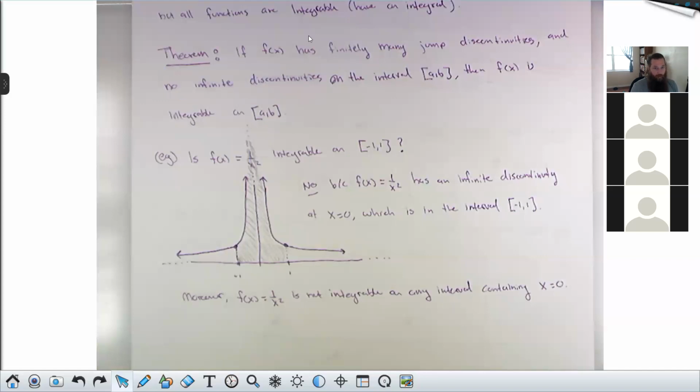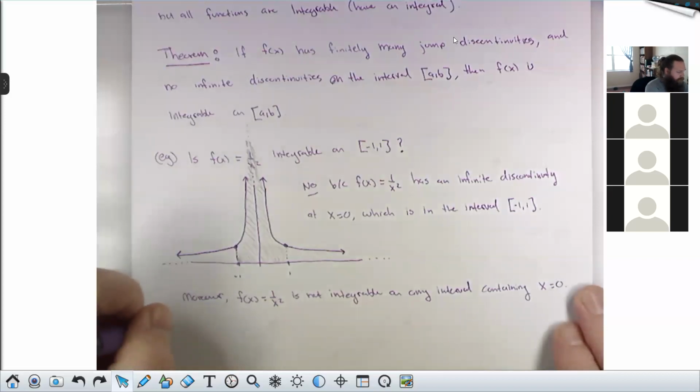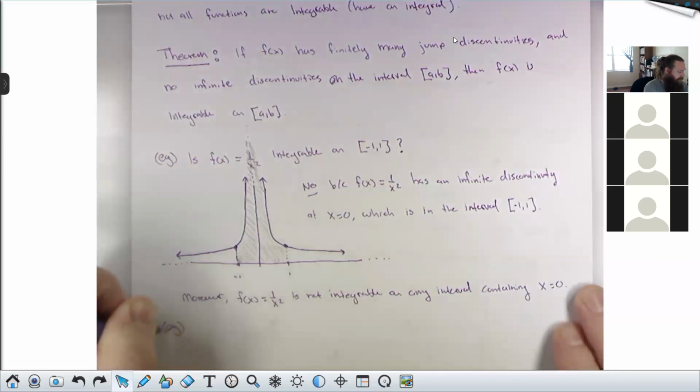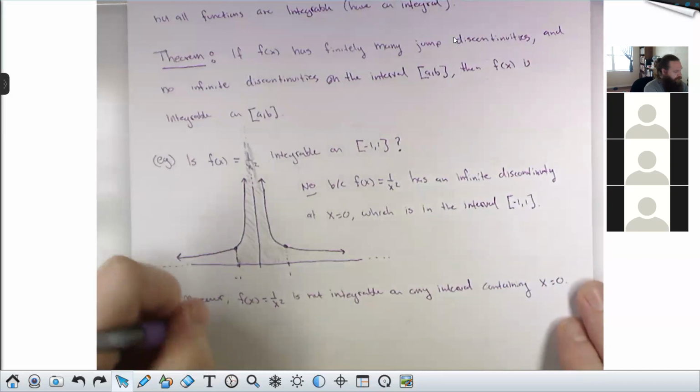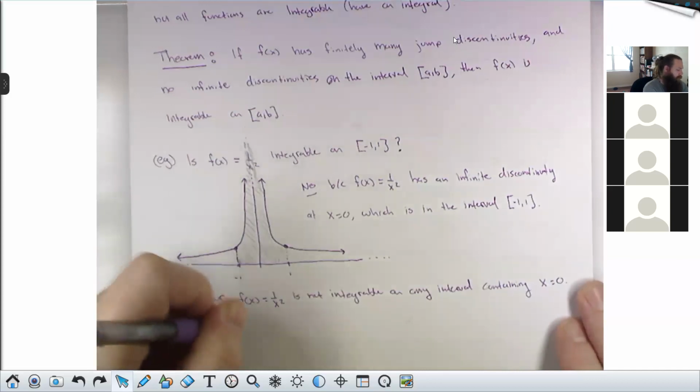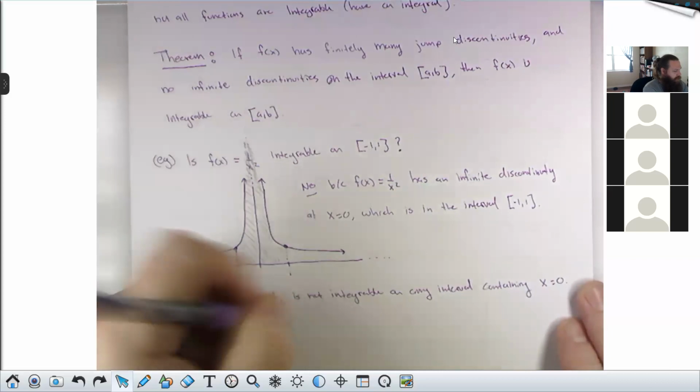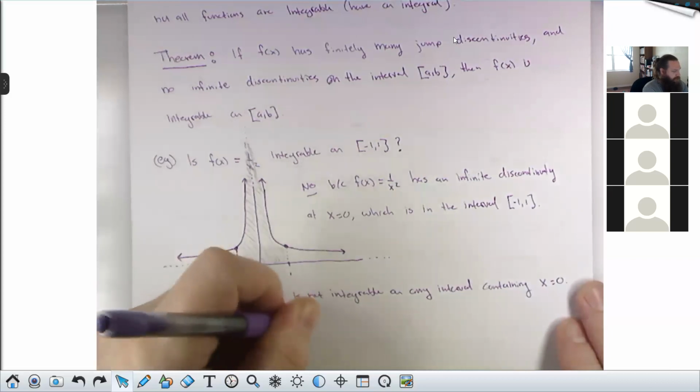The other way we can get in trouble is if we have more than finitely many jump discontinuities. All right, so no jump discontinuities, that's fine. 2 jump discontinuities, that's fine. 10 jump discontinuities, that's fine. But if you have infinitely many jump discontinuities, then you can get into trouble. Now, it's hard to come up with a function that has infinitely many discontinuities, but we've seen one before. The Dirichlet function.